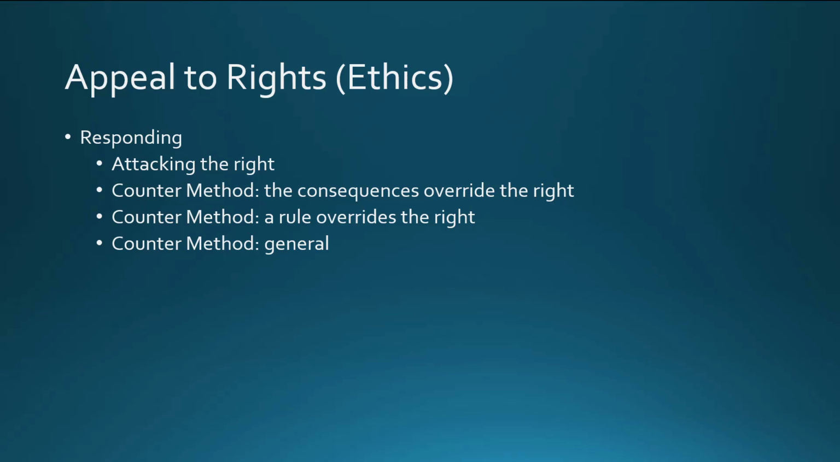Now, one approach is, obviously enough, to attack the right itself, to argue either that there is no such right in question, or to argue that although there is such a right, it's being incorrectly applied. And if this attack is successful, then the argument is obviously undercut, because if there is no such right, then it can't be used. Or if it's being applied incorrectly, then obviously the argument would be flawed. Now, the type of attack would vary depending on the right in question and the circumstances of the argument.